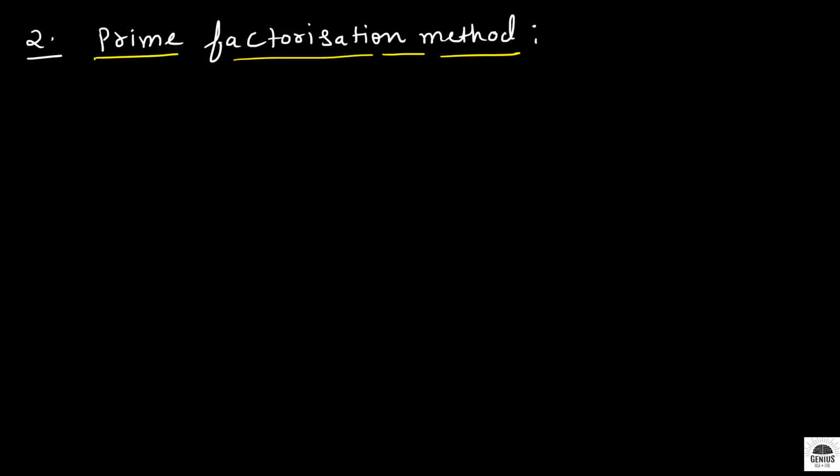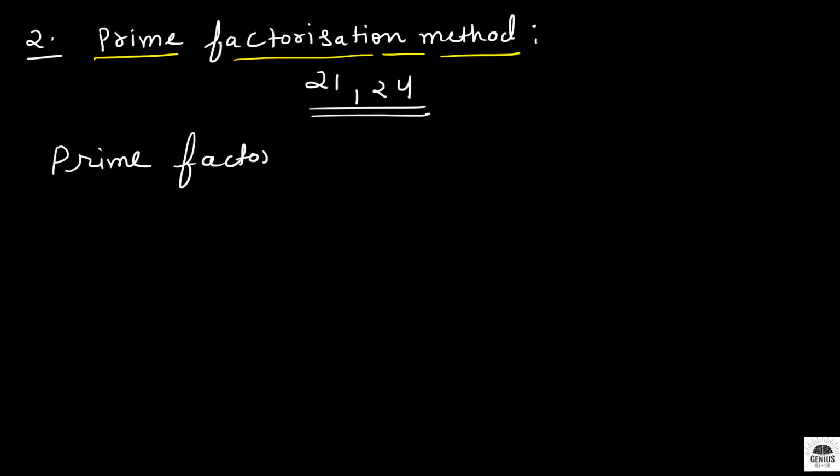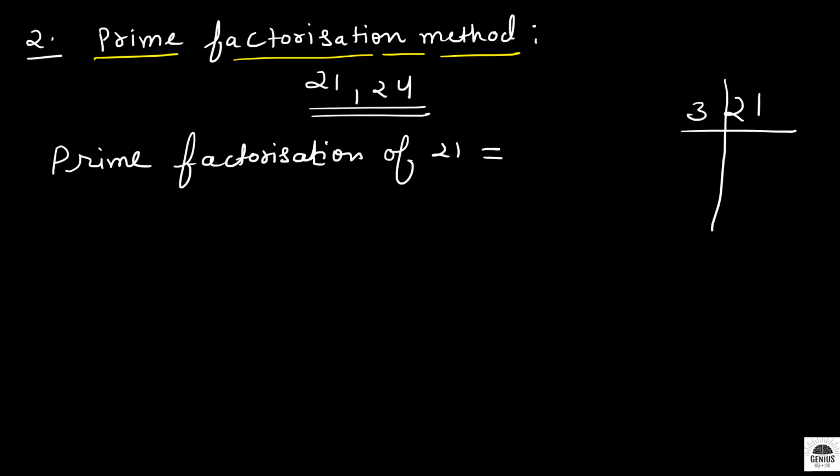The second method is the prime factorization method. Let's take an example. Suppose we have two numbers, 21 and 24, and we have to find the LCM of these numbers. We will first prime factorize 21. To prime factorize it, we start dividing it by the lowest prime factor which can divide this number. This is divisible by 3, so we take 3. 3 sevens are 21. Now 7 divided by 7, 7 ones are 7. So the prime factors of 21 are 3 into 7.